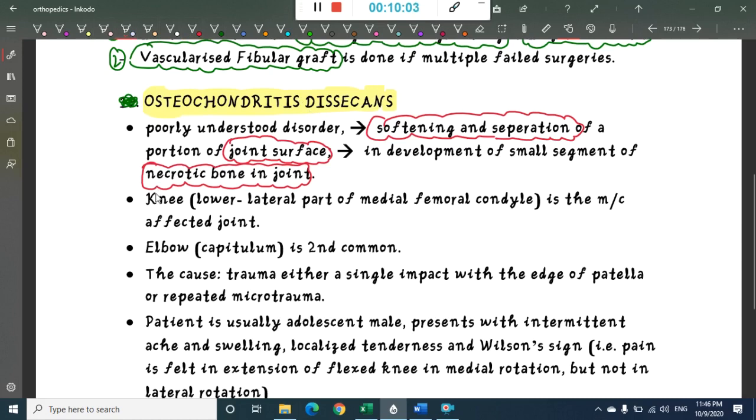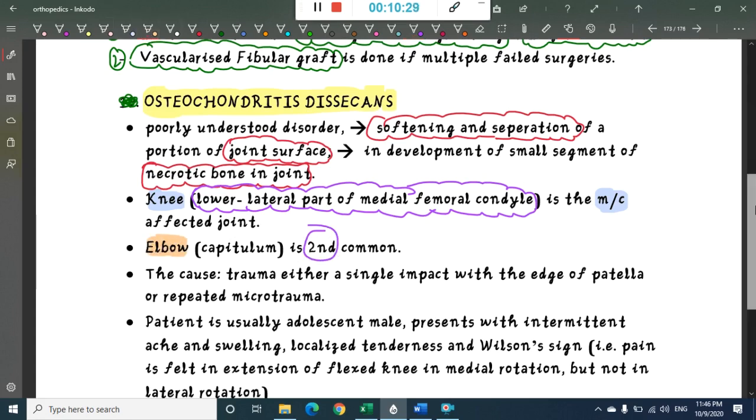Among all the joints, the knee joint is the most common joint affected. In the knee joint, the most common part affected is the lower lateral part of the medial femoral condyle. What is the second most common? The second most common site is the elbow joint.